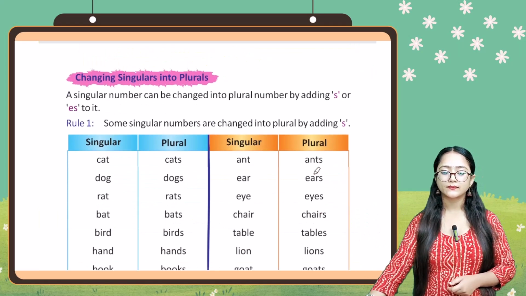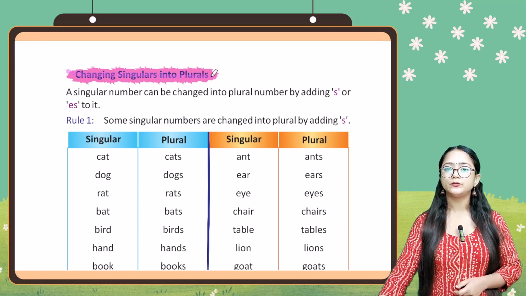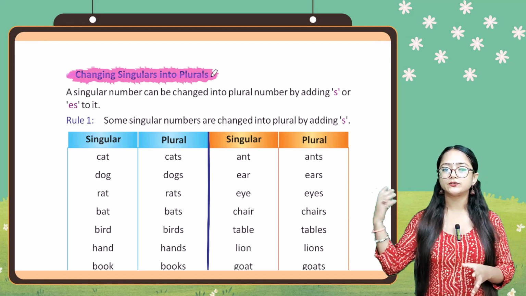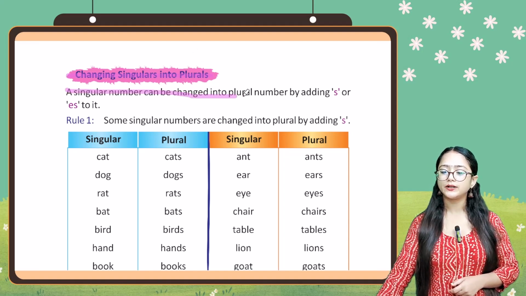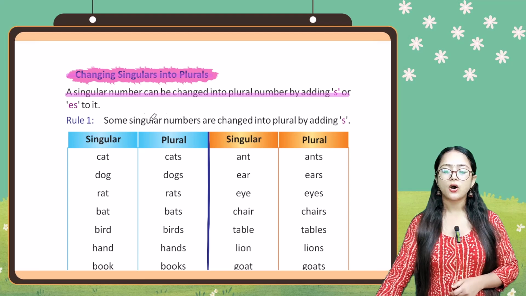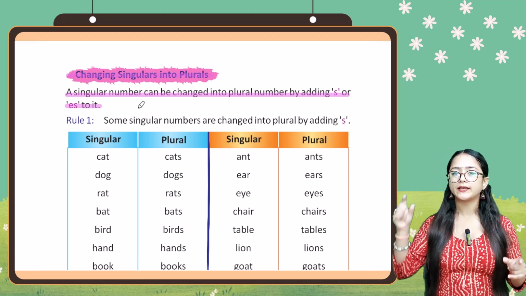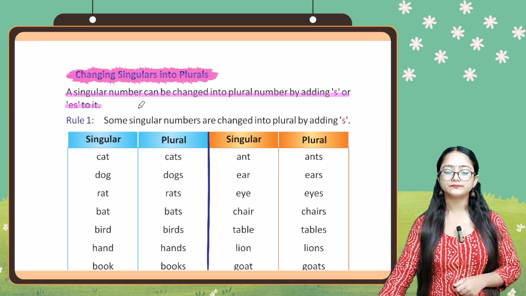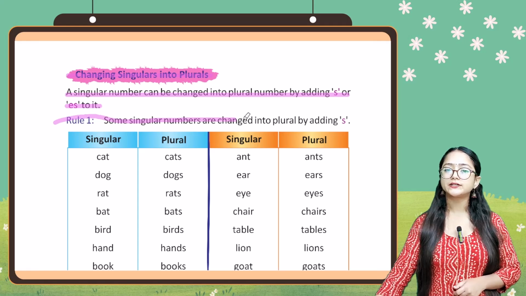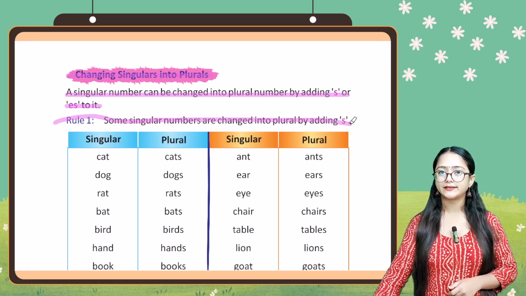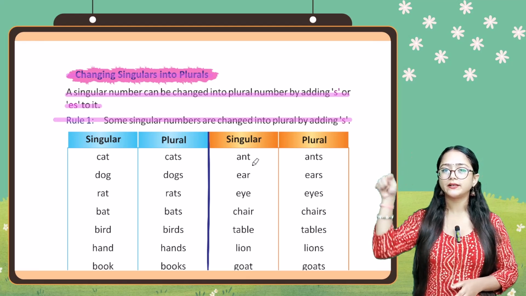Now let's talk about changing singulars into plurals, how we can change singulars into plurals. A singular noun can be changed into plural by adding s or es to it. Here is rule number 1. Some singular nouns are changed into plural form by adding a simple s.